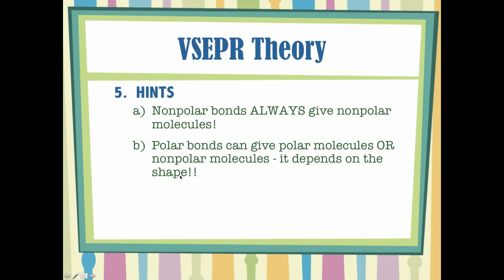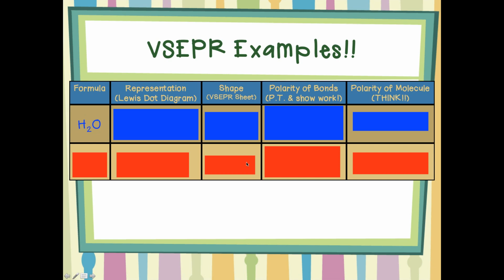It depends on if it's being pulled evenly every direction or not. So that depends on the shape. So you'll see some examples of that when we start going, but I do want to give you this shortcut. If it's a non-polar bond, it has to be a non-polar molecule. But if it's a polar bond in the molecule, you have to think about the shape to decide whether or not the whole molecule is polar or non-polar. All right, let's get into this to see what this actually looks like.